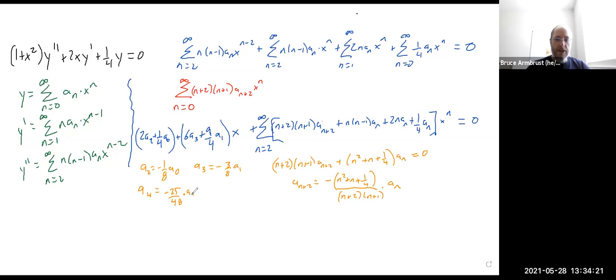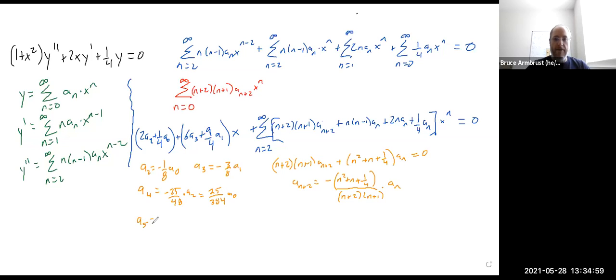Times a2. Well, a2 was minus 1/8 a naught. So that's going to turn this into 25 over, let's see, 64, 384, I think, a naught. So there's a4 in terms of a naught.